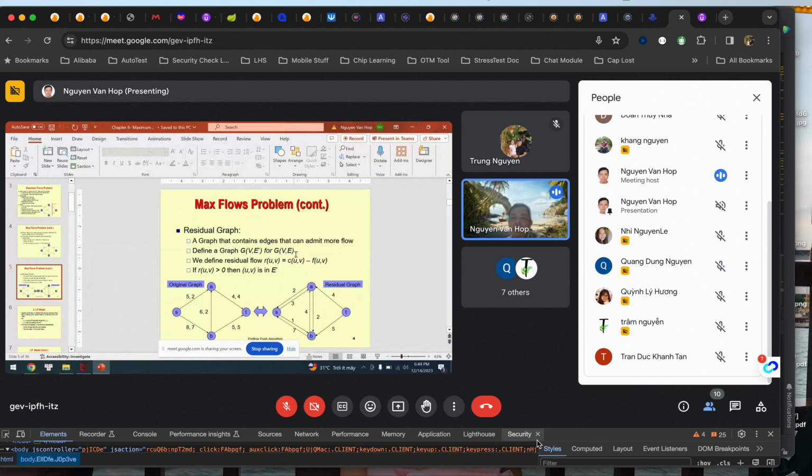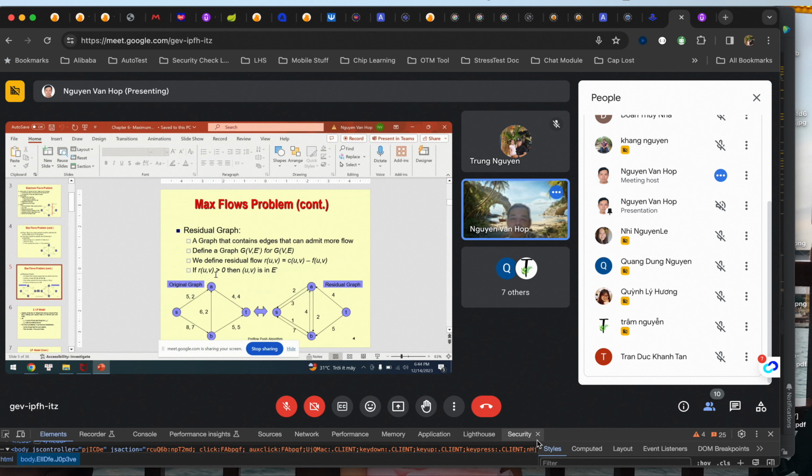For example, if the original graph is G with the set of vertices V and the edges E, then we call the residual graph G' with V and E prime. For each arc (u, v), we define the residual flow. It means that the remaining flow will be the capacity of the arc minus the current flow. If the residual value is bigger than zero, then the arc uv belongs to the set E prime.